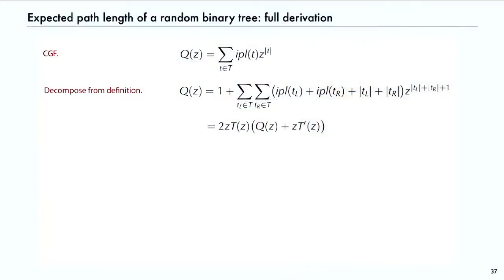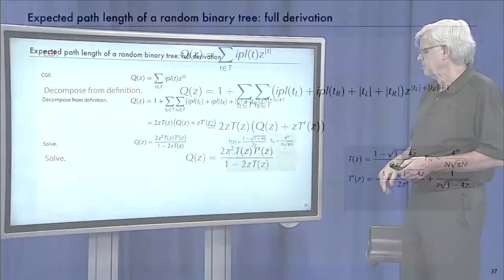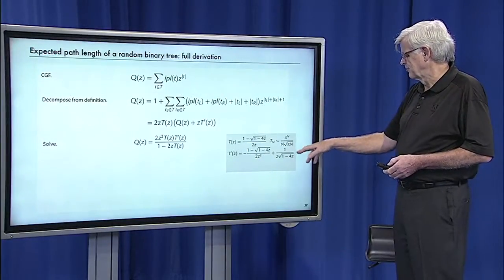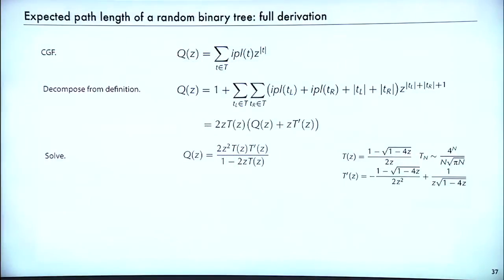So now we know that Q of Z equals 2Z T of Z times Q of Z plus Z T prime. We know what T and T prime are. The only thing we don't know is Q. So we can solve that for Q. And then T of Z, remember that's the Catalan, and we know what T sub n is. And T prime is just the derivative of that, which has two terms in it.